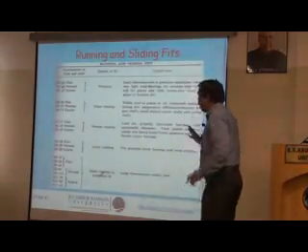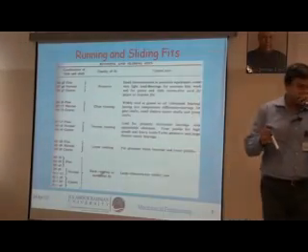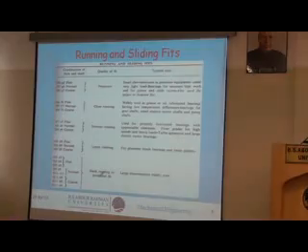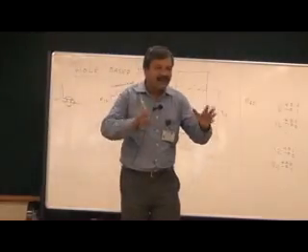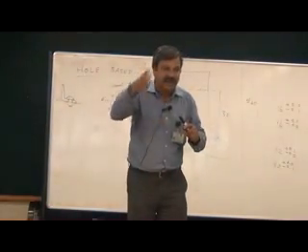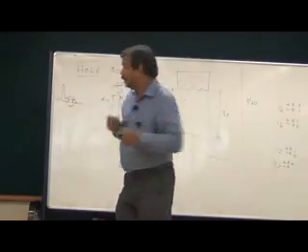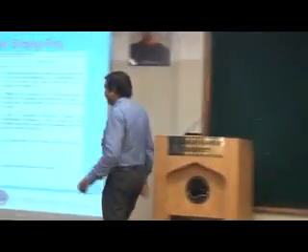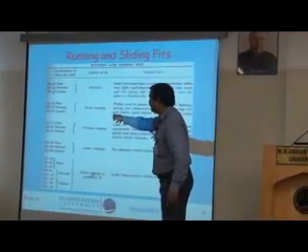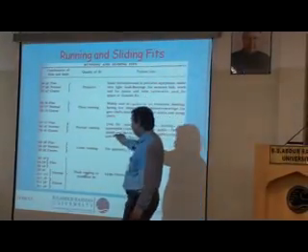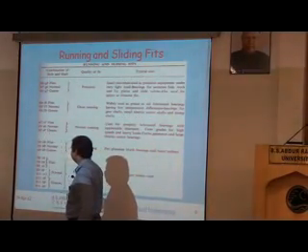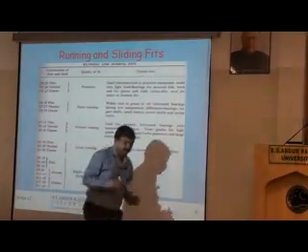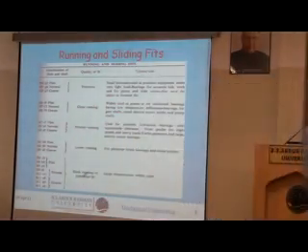Now, suppose I want a normal running fit here in between the shaft and this bush. Okay, it should freely rotate within the bush. So what I do is, I select H7 E7.